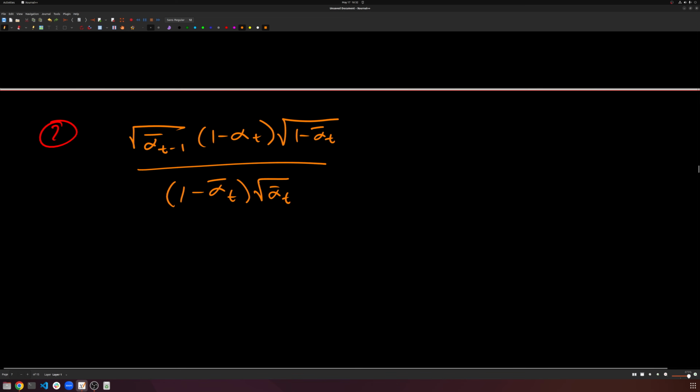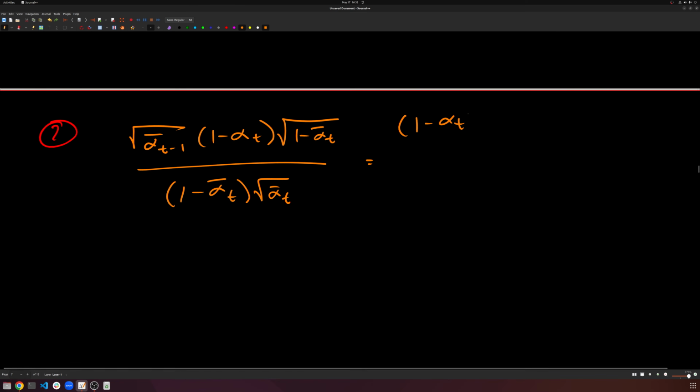So if you remember, we have a square root of alpha hat t minus 1 up here, and we have a square root of alpha hat t here. So that means if we divide them, we'll just be left with 1 over square root alpha hat t in the end.